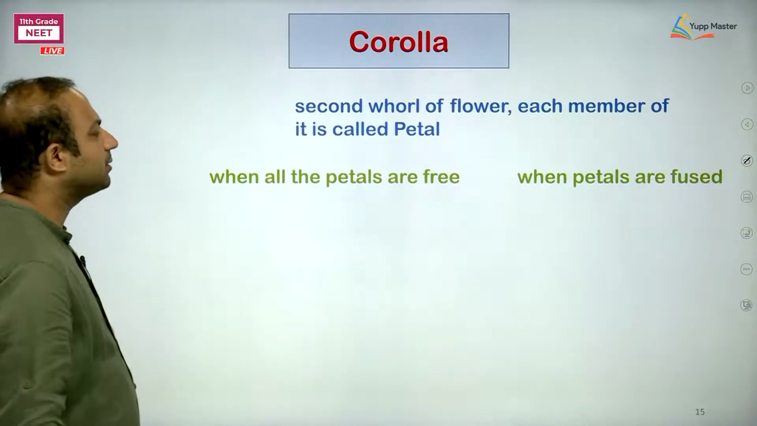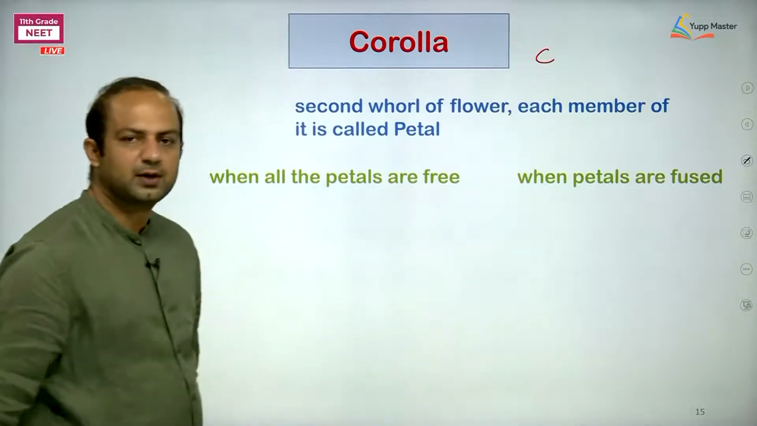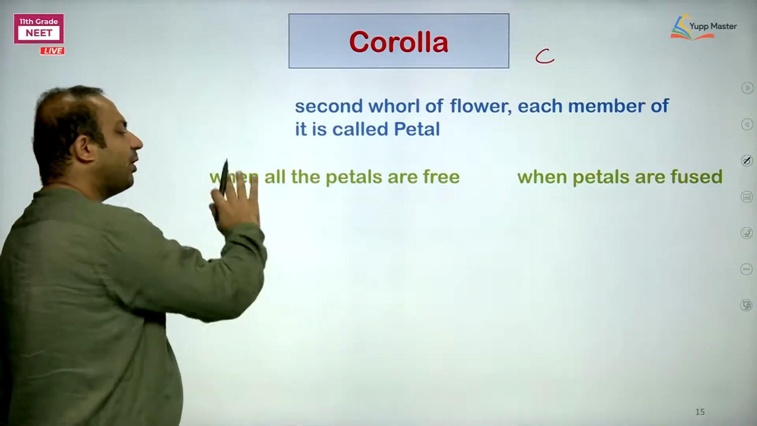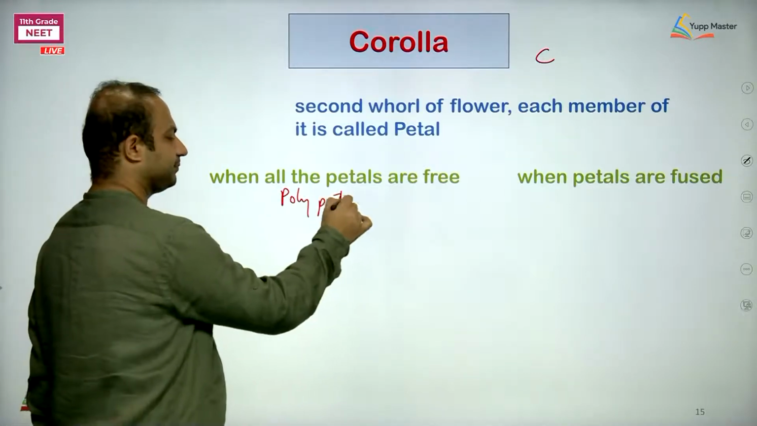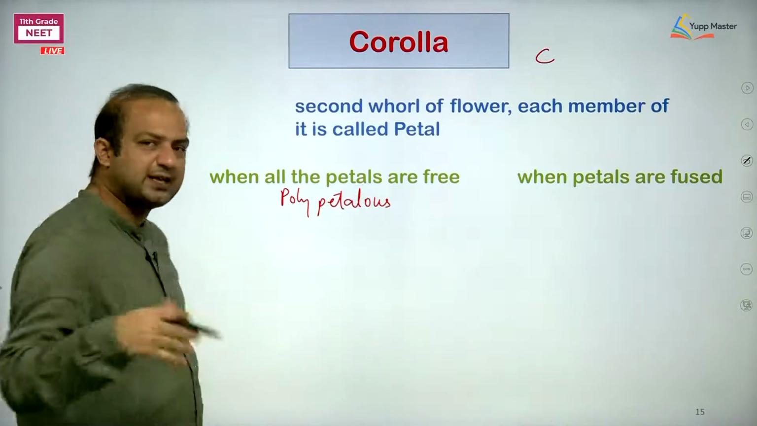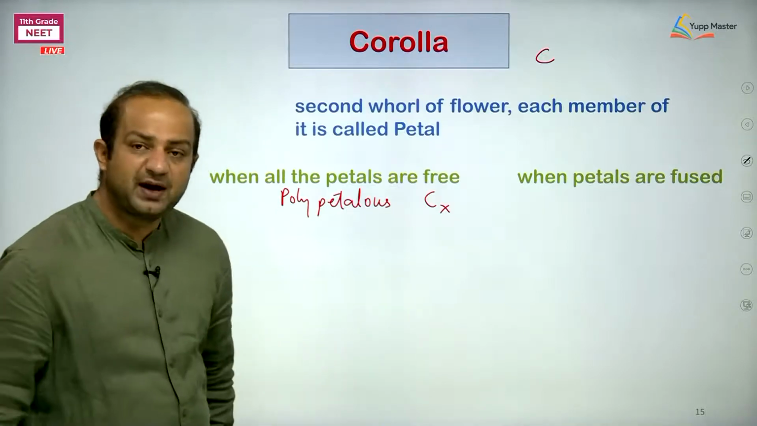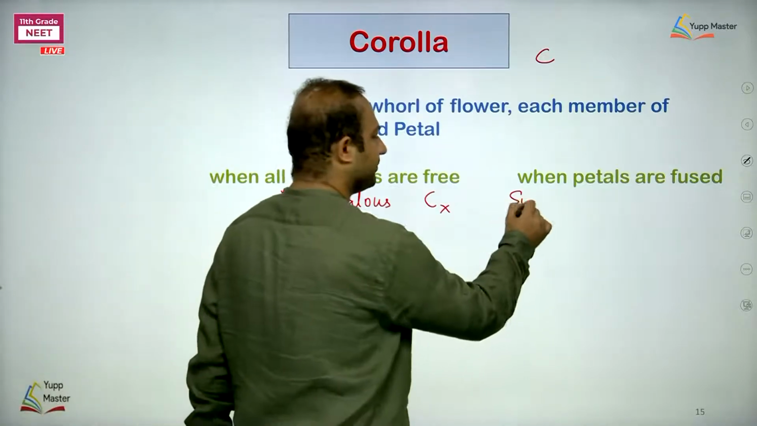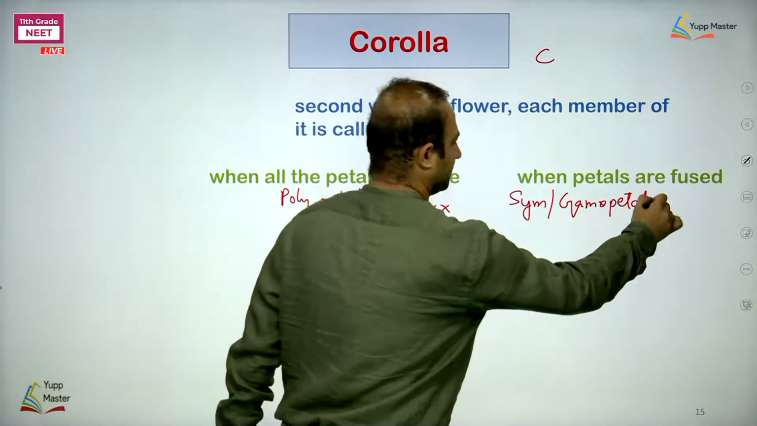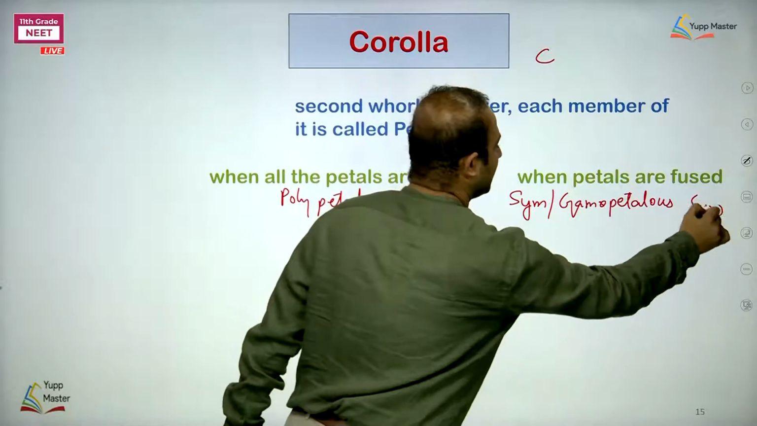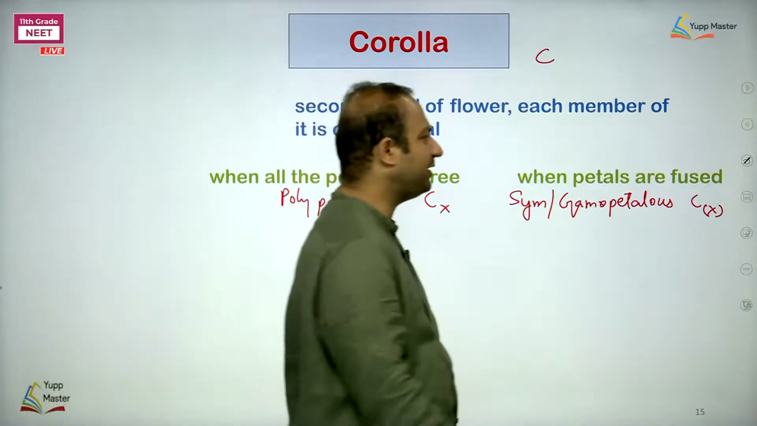Okay, next, corolla. So corolla is represented as C. Okay, and then we are saying that when all the petals are free, we will call it polypetalous. If X is the number of petals, I must write C X. When petals are fused, it is gamopetalous. C, X is the number in the bracket. Okay, any examples for these? Yeah, definitely examples are there.